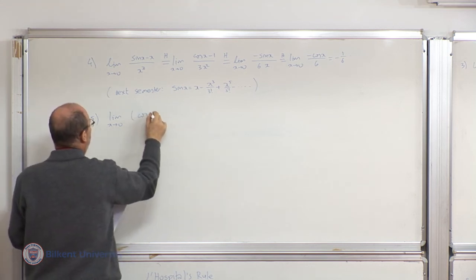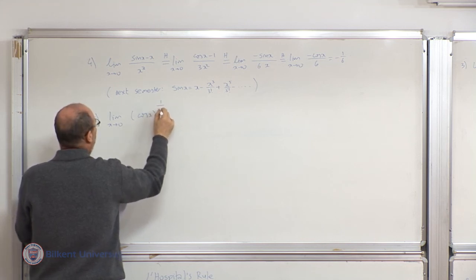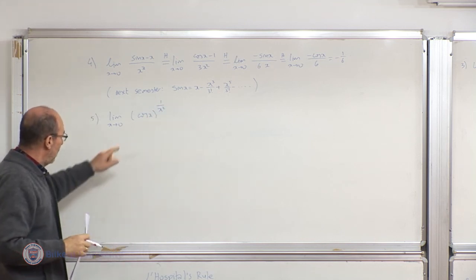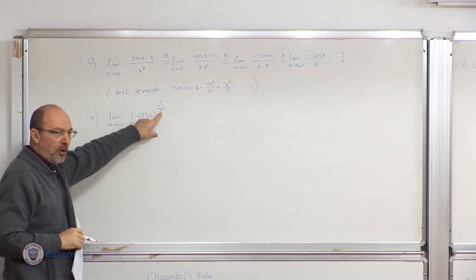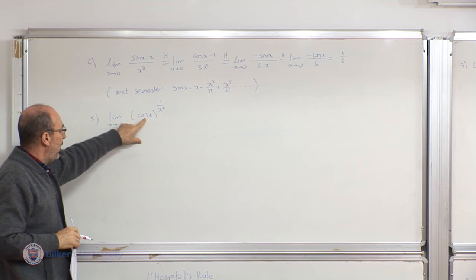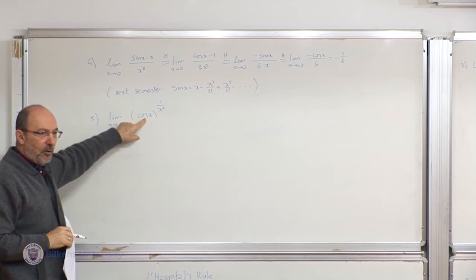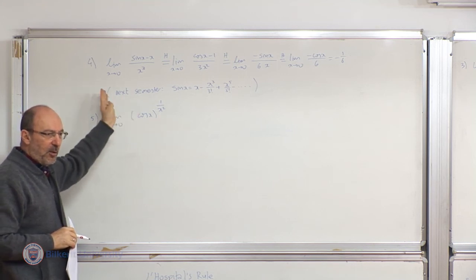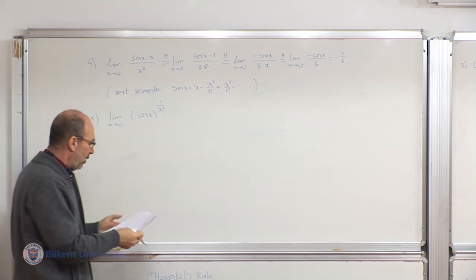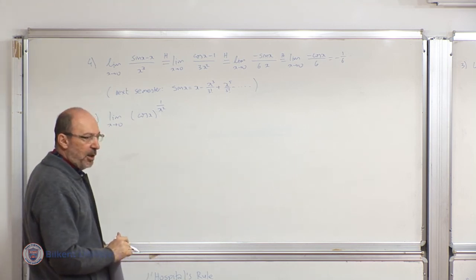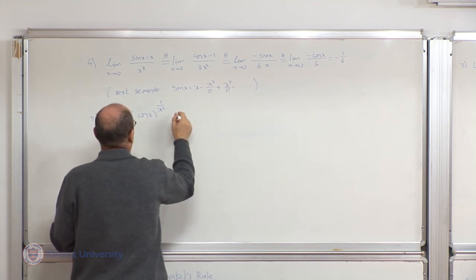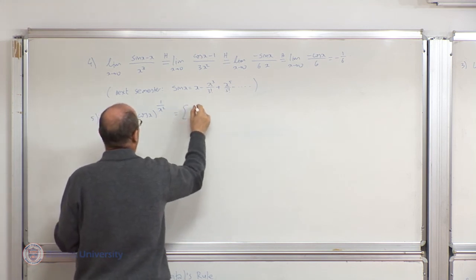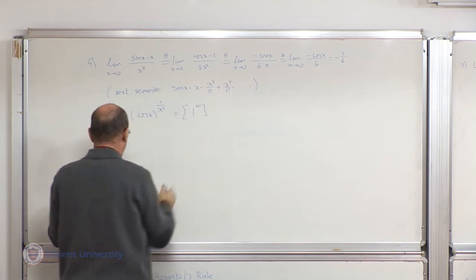I have cosine x to the power 1 over x squared. So the power exponent goes to infinity. This guy is most of the time less than 1. So we expect the limit will be 0. Let's check how they agree in between. So this is of the form indeterminate form 1 to infinity.